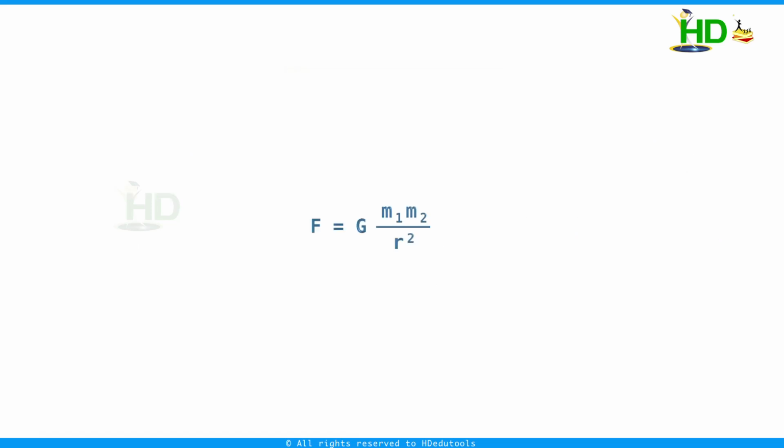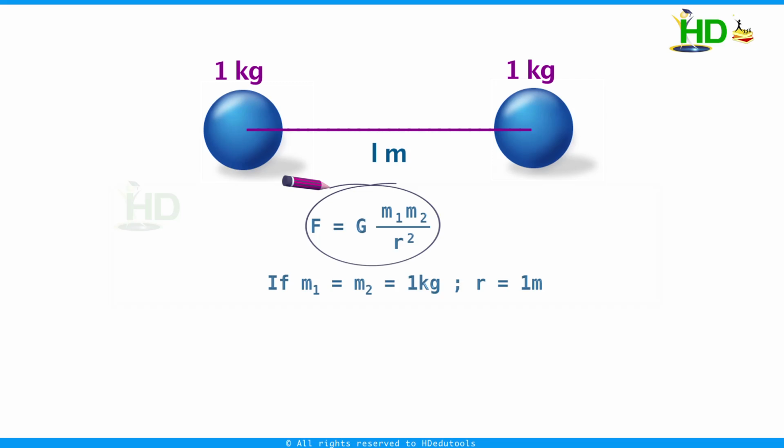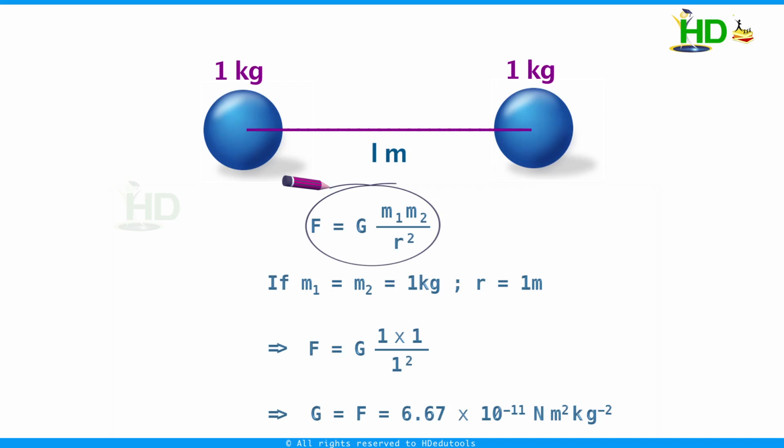We can define G as the force between two objects having unit mass separated by unit distance. In this formula, if we consider m1 equal to m2 equal to 1 kg, r equal to 1 meter, then we get G equal to F. That is, the value of the universal gravitational constant is nothing but the force between two unit masses separated by unit distance. Let us consider the force between two masses m1 and m2, which are separated by a distance r, is F. That is F equal to G m1 m2 by r square.